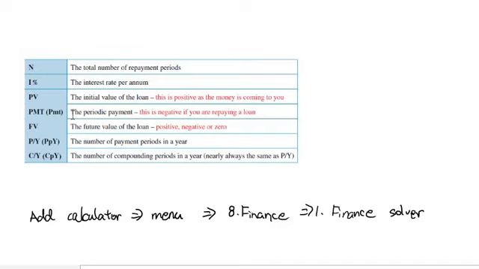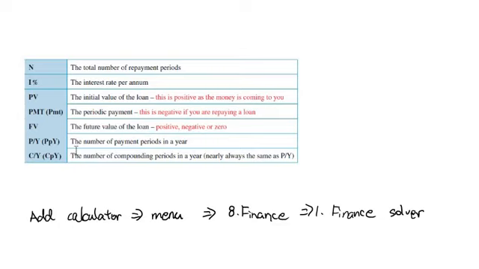PMT is the periodic payment. For the periodic payment in this chapter, the PMT is a fixed value. FV, the future value of the loan, is at time 1, time 2, or time 4. What is the amount of loan left for you to repay?